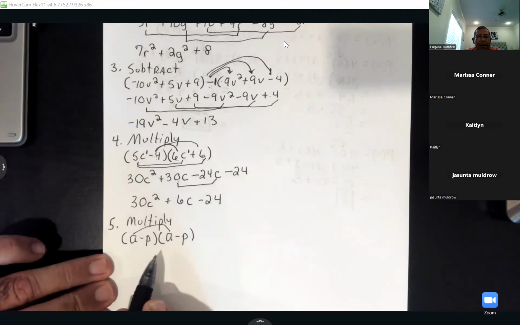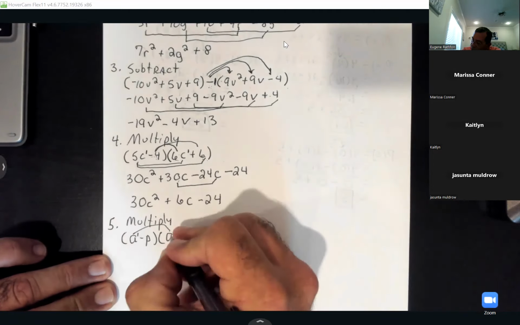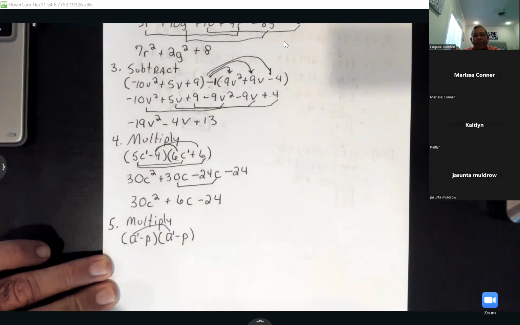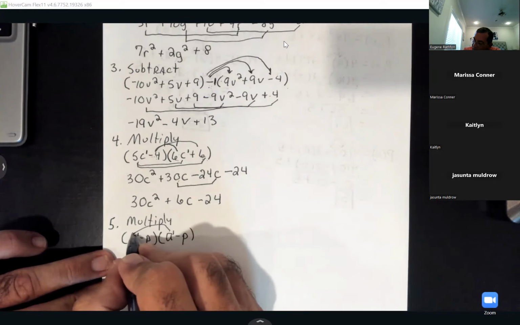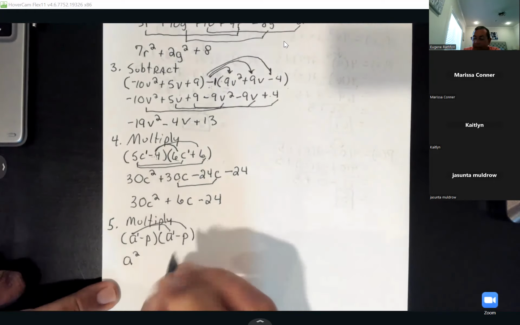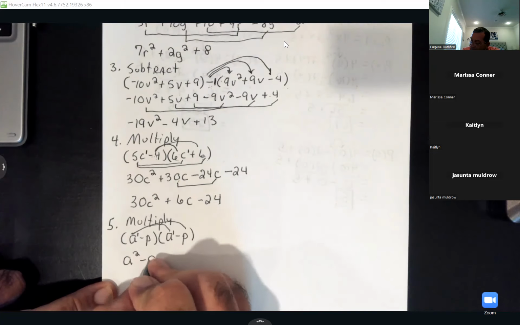A times A is a, remember, add those 1 plus 1. That gives me a squared. That A times that negative P, that's going to be a negative AP.